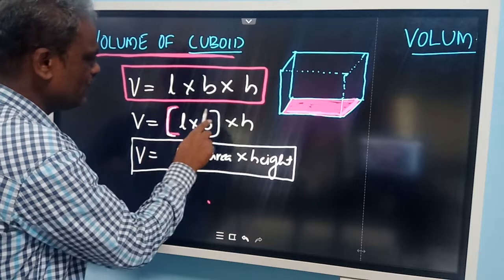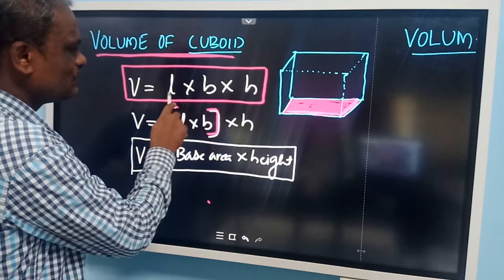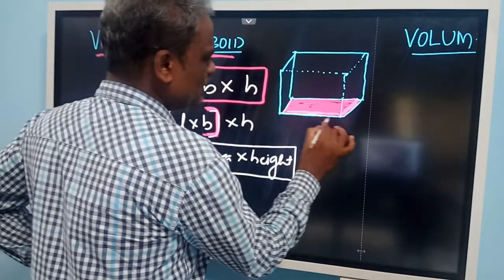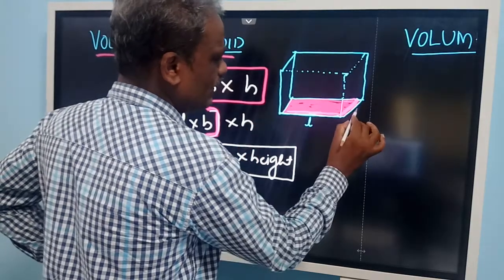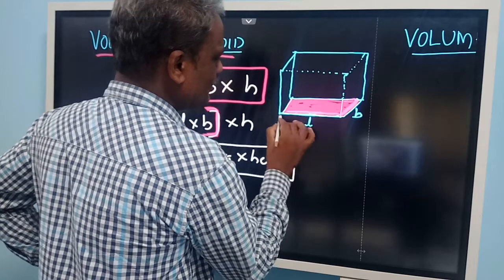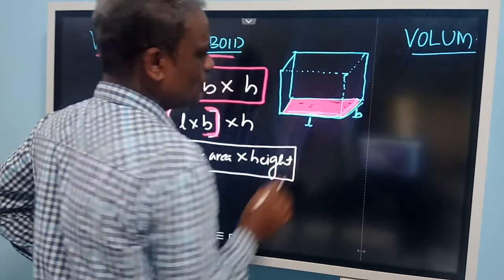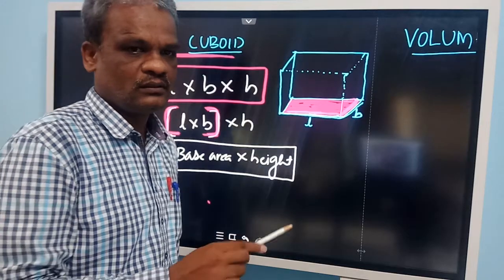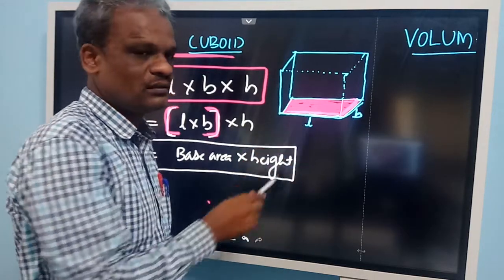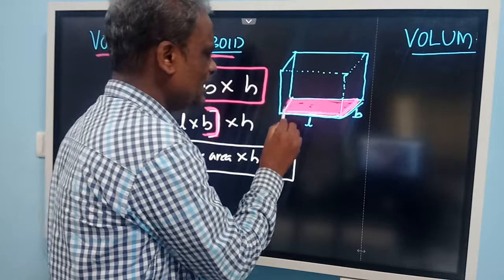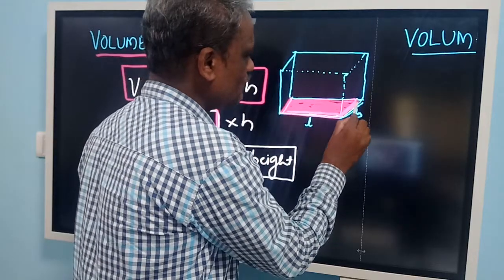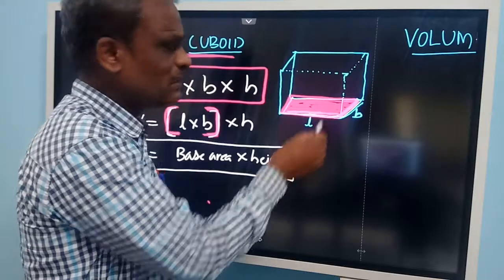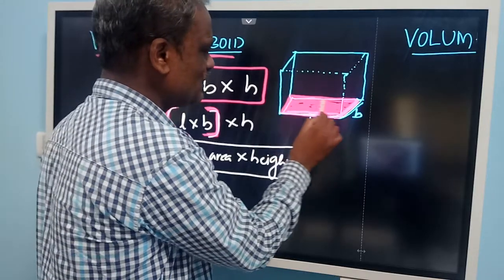L into B, one part, then into H. So L into B, what is this L into B? Only look at this, only L here, and this is B. If you multiply L into B, what does it give you? Look at the diagram. This is the area of this rectangle, which is the base of this cuboid.